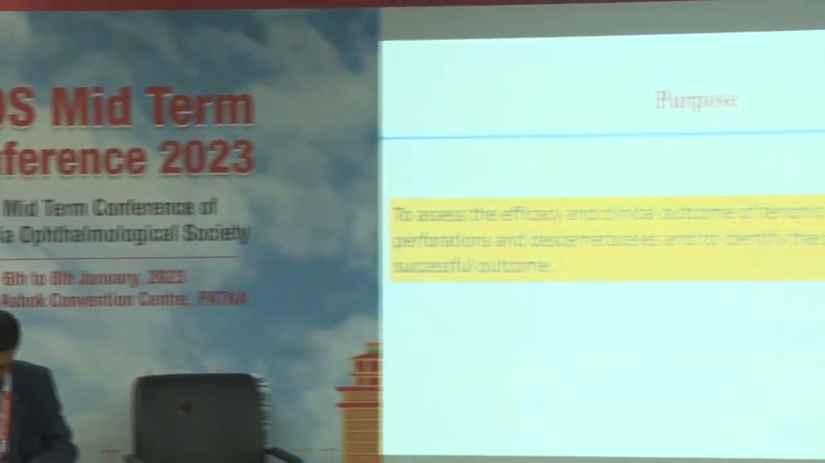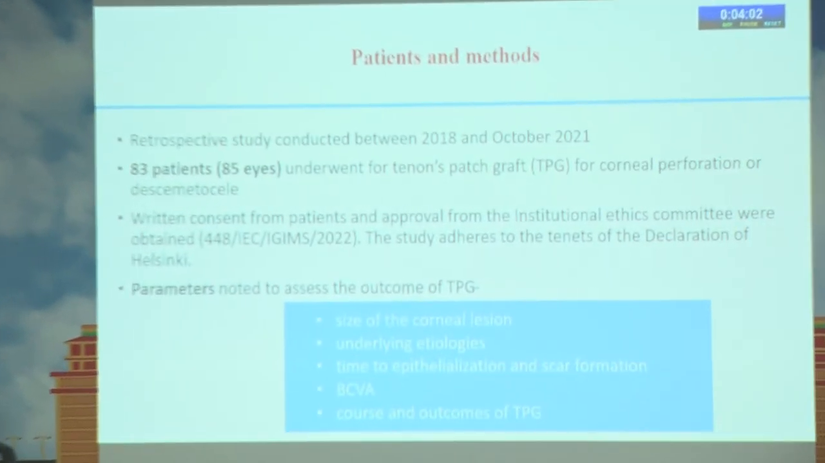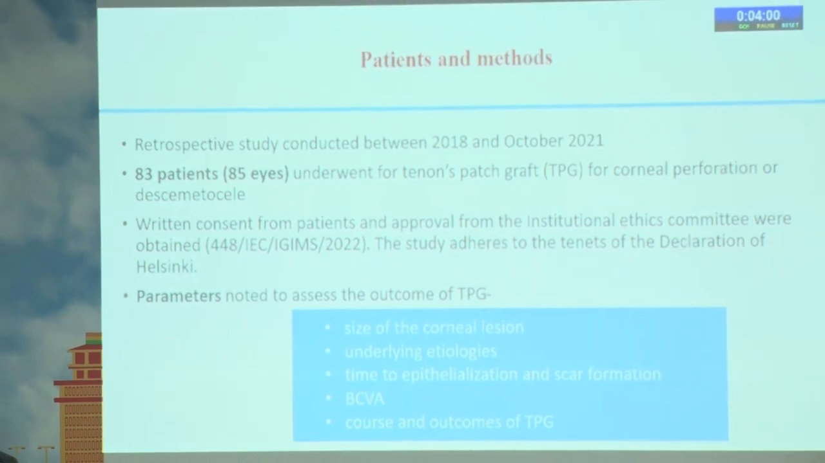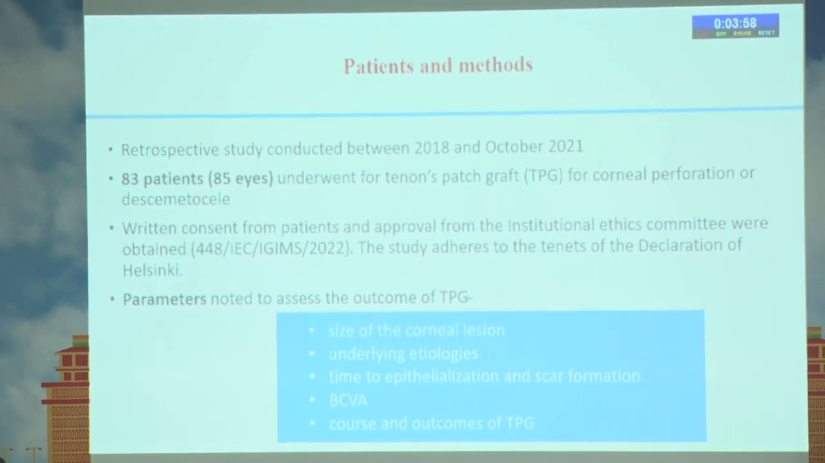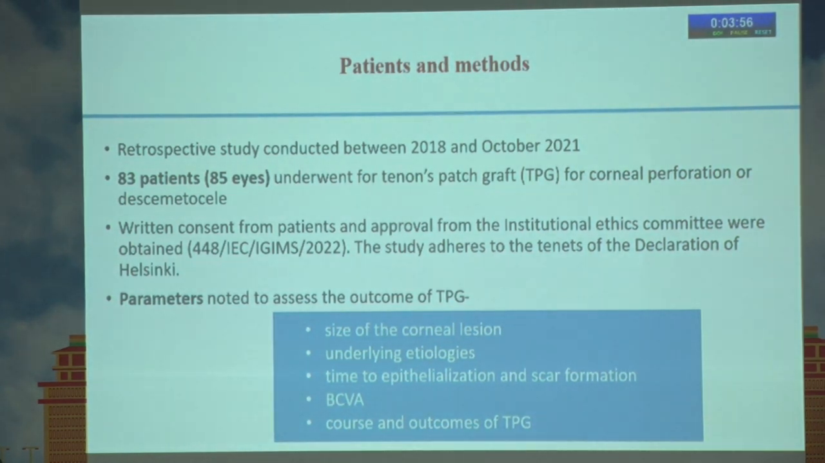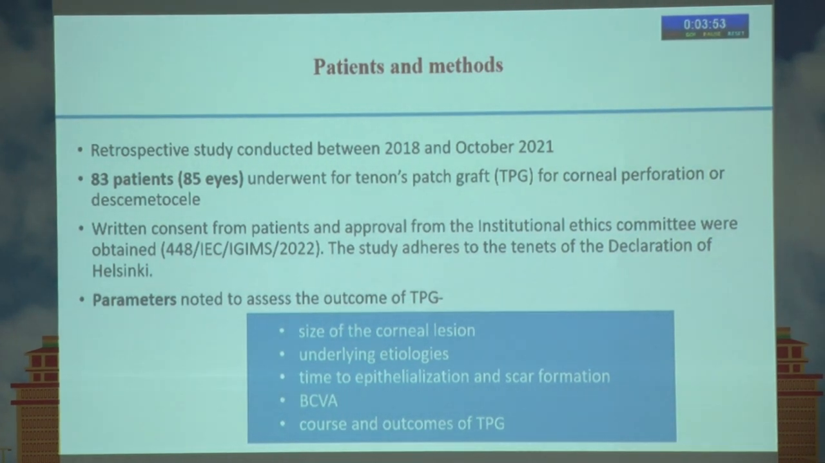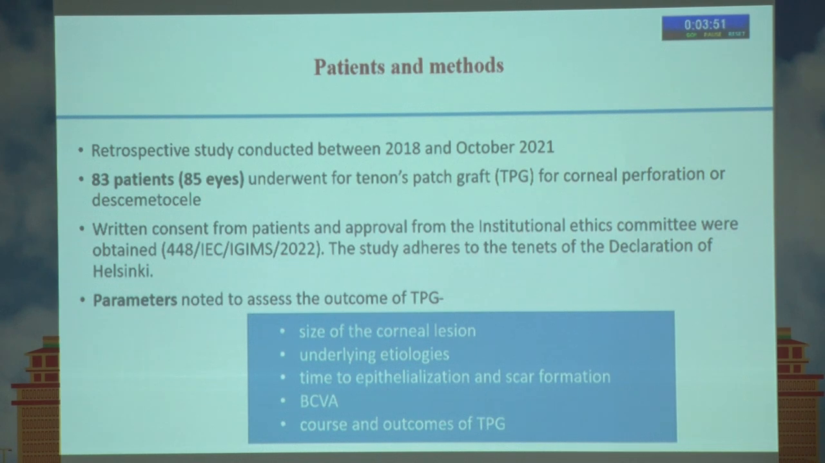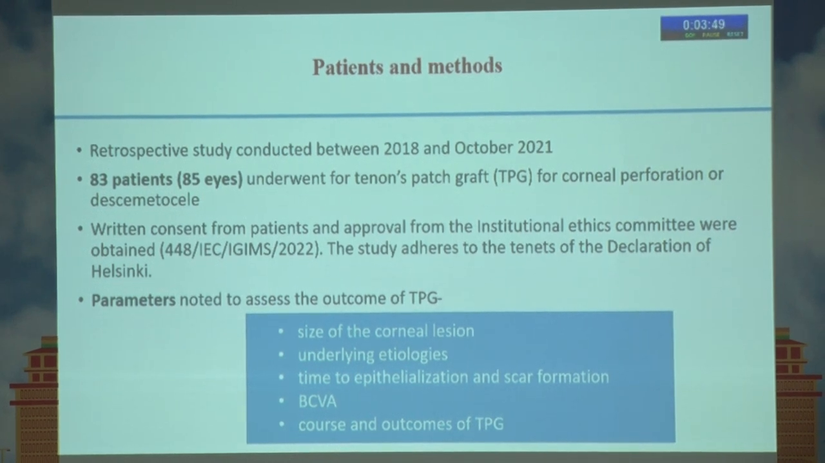So this paper was done to assess the efficacy and clinical outcome of TPG in corneal perforation and descemetocele, and also to identify the possible predictors of successful outcome. This was a retrospective study conducted between 2018 and 2021 in 85 eyes of 83 patients who underwent TPG, and written consent from patients and approval from the IEC was obtained. Parameters noted to assess the outcome of TPG were size of corneal lesion, underlying etiology, time to epithelialization and scar formation, BCVA, and course and outcome of TPG.